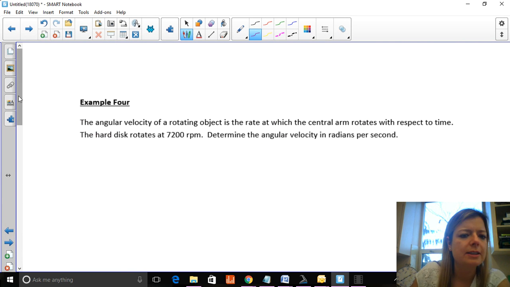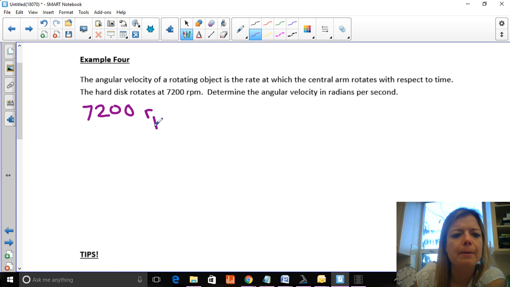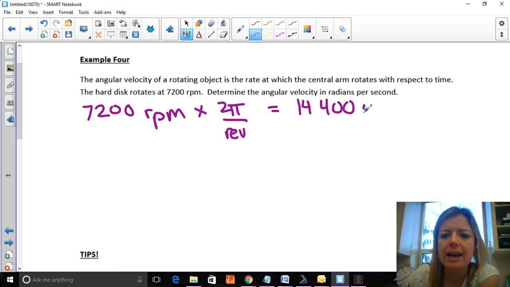The angular velocity of a rotating object is the rate at which the central arm rotates with respect to time. A hard disk rotates at 7,200 rotations per minute. Determine the angular velocity in radians per second. So we have 7,200 RPM times 2 pi, you go through 2 pi every revolution. Okay, so basically that just means you have 14,400 pi radians that they're going through every minute.